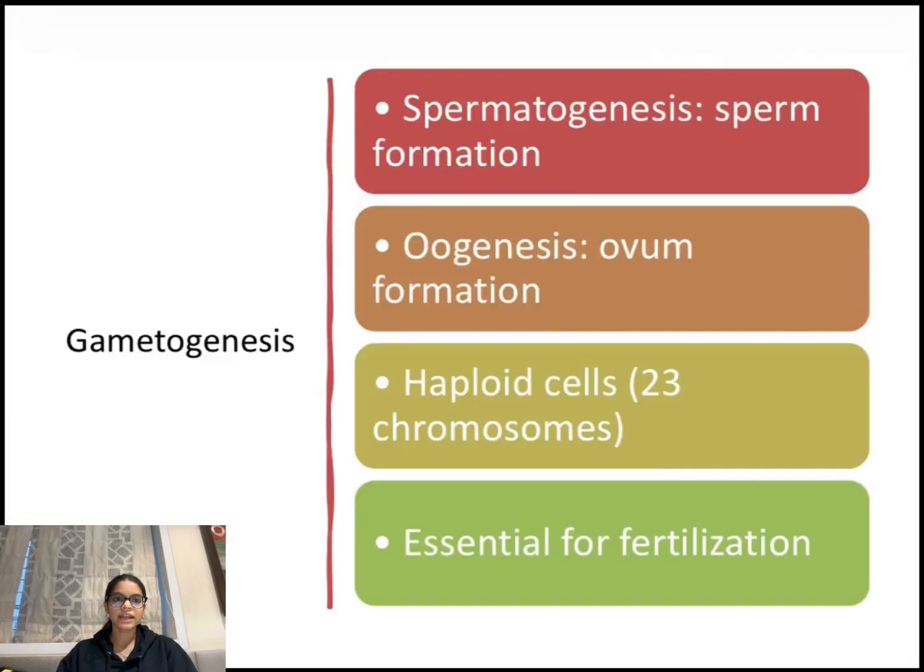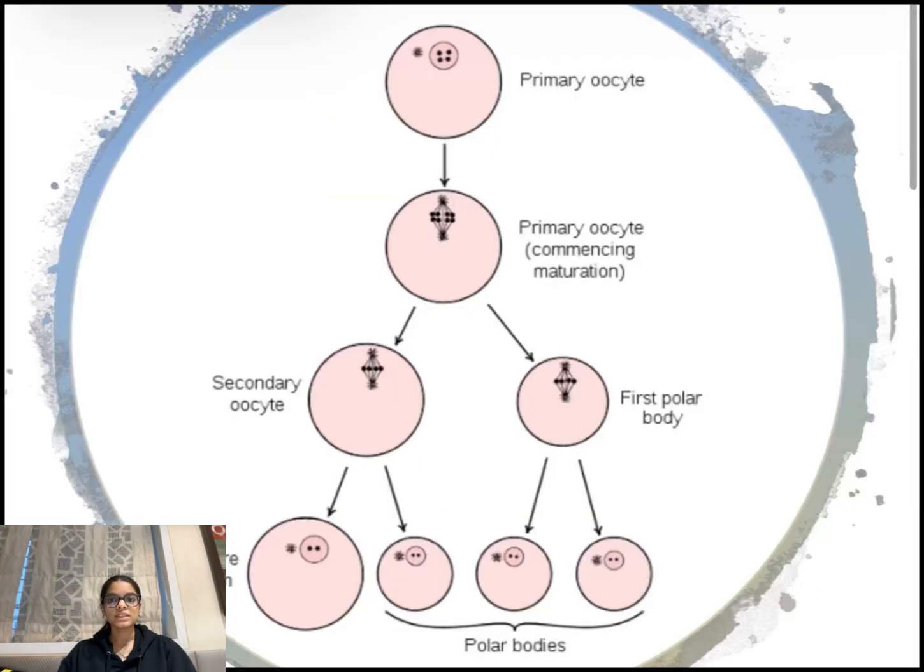Gametogenesis. In this slide, gametogenesis is explained. Gametogenesis is the process by which male and female reproductive cells are formed. In males, spermatogenesis occurs in the testes and produces sperm, while in females, oogenesis occurs in the ovaries and produces ova. These gametes are haploid, meaning they contain 23 chromosomes. Gametogenesis is essential because it ensures proper fertilization, maintains chromosome number, and introduces genetic variation in the offspring.